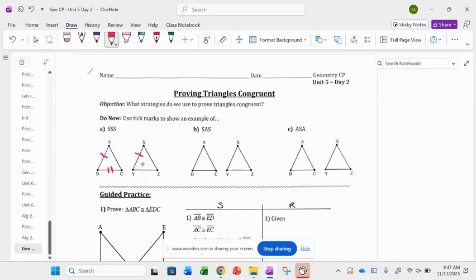If I put 2 slashes on BC, I have to put 2 slashes on YZ, which means the last side has to have 3 slashes. I can't do them all with the same slash. And then side-angle-side, if you remember, we have to have 2 sides, but then the angle needs to be sandwiched in between the 2 sides. And the last one is angle-side-angle. So you need 2 angles and the side has to be sandwiched in between the two angles. There could be different variations. Yours doesn't have to look like how mine looked.